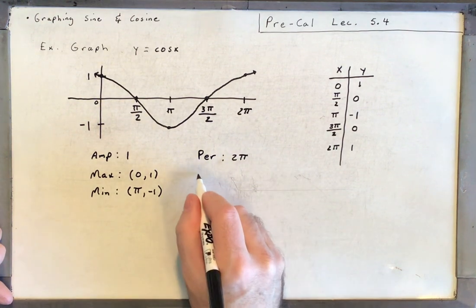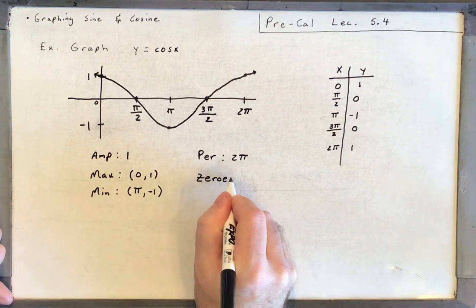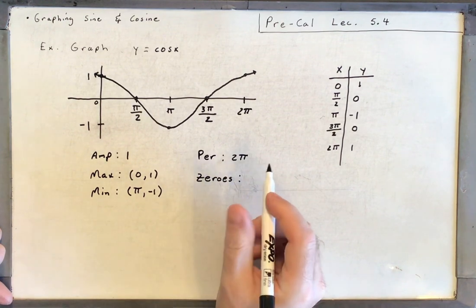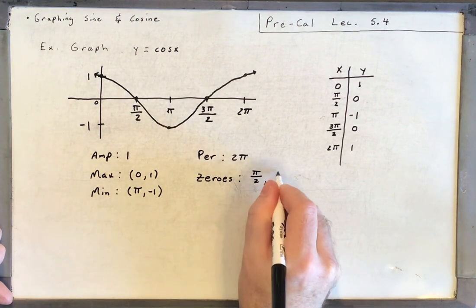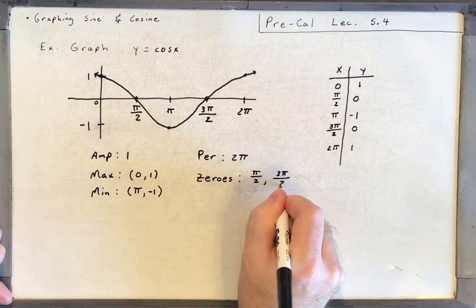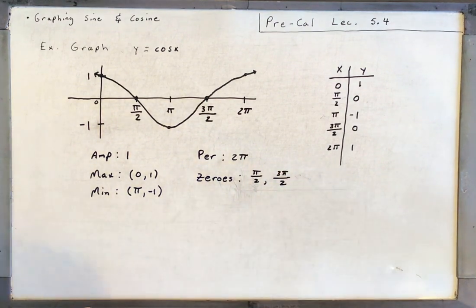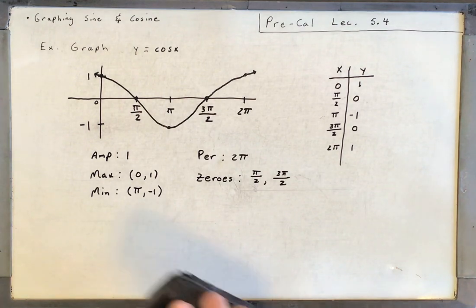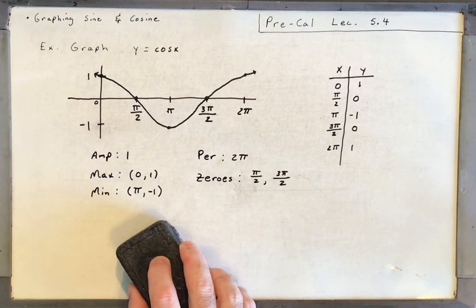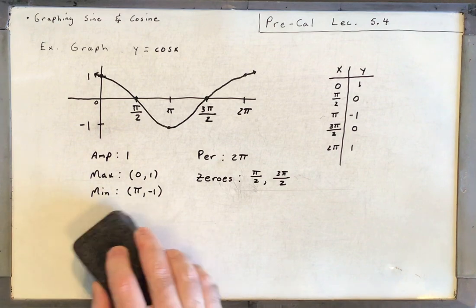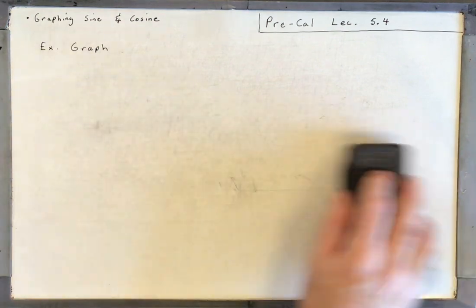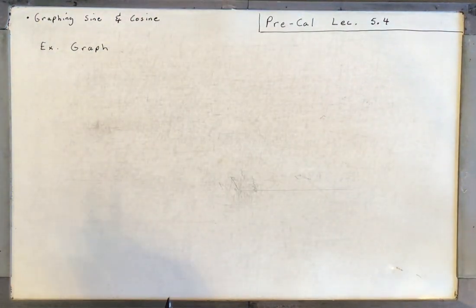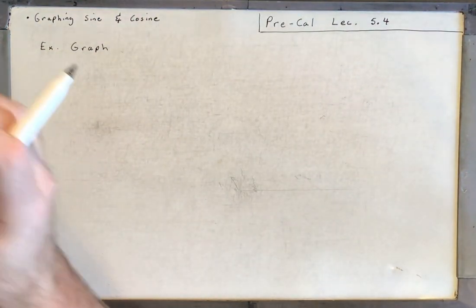And then our zeros occur at pi over 2 and 3 pi over 2. All right, so pause the video if you need to, and we'll make some changes to these graphs and see how things move. All right, the next one.